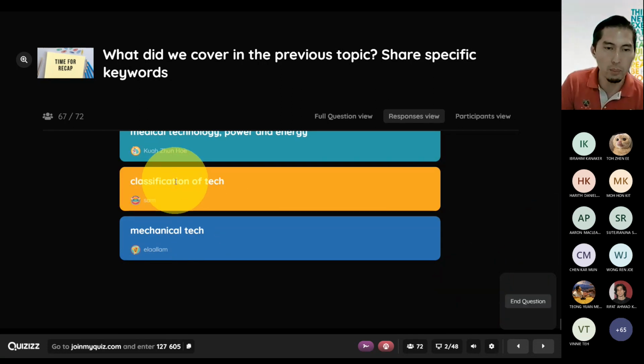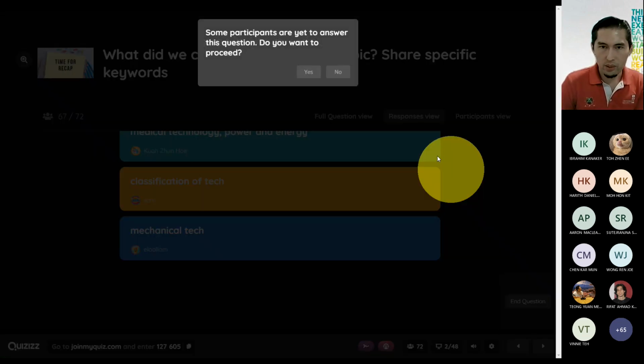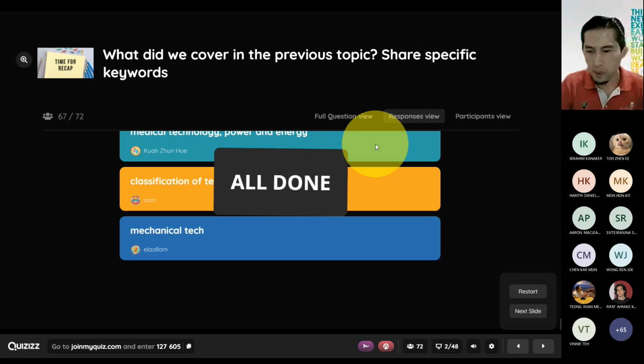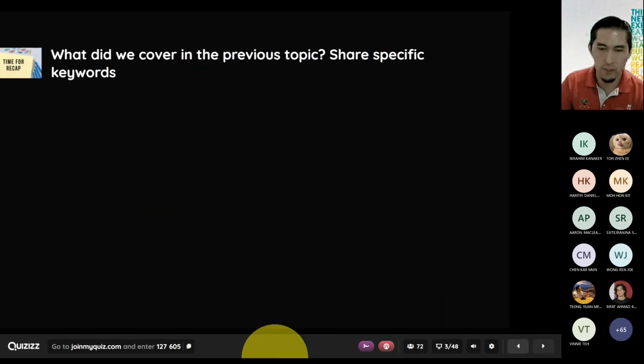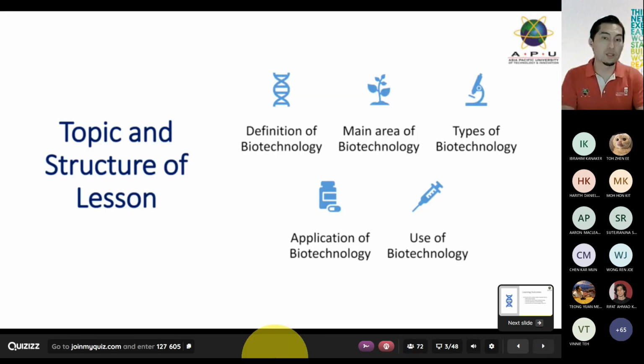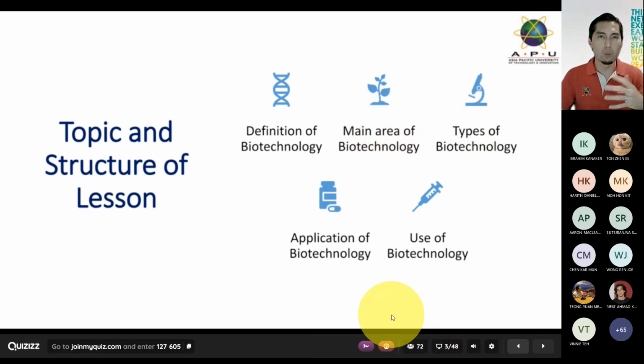So actually, to be fair, probably classification was the week before as well. But anyway, I'm going to end the question here and we're going to move on. So this week, we are going to cover one specific type of technology. Yeah, there's a lot of emphasis on this area because it's very wide. It goes across different areas as well. And as we go from the definition to the main areas of technology, when we reach types and application, you will then start seeing in what area and which aspect of it does it really cover extensively.